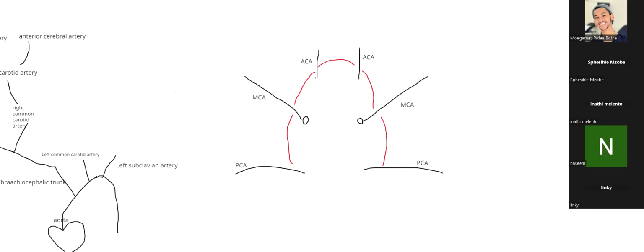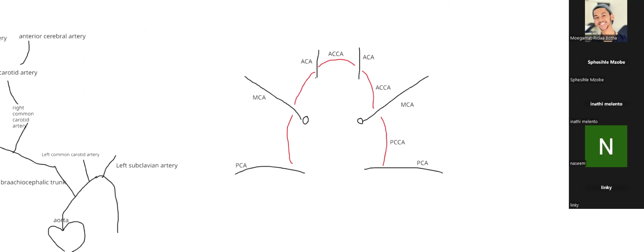And then between them, you have communicating arteries. Okay, so between your anteriors, you have your anterior communicating arteries. I'll just use CC for communicating. And then over here, that is also an anterior communicating artery. And that artery over there is the posterior communicating artery. Okay, now going further.